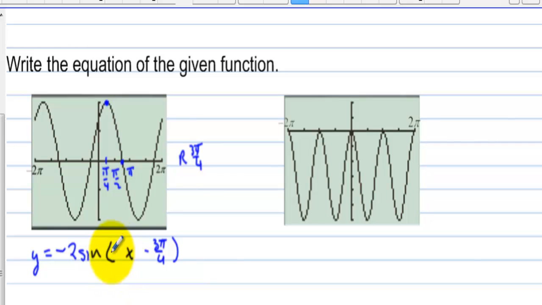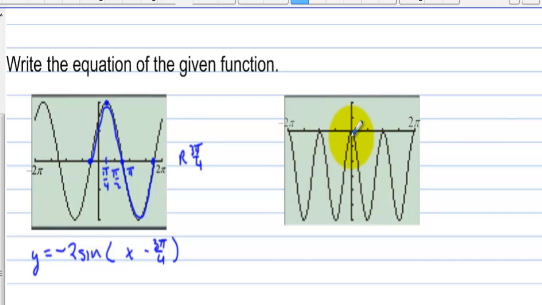Now I need to see, is there going to be a number in front of this x? In other words, has the period changed? Well, if we start the wave right here, we finish one complete wave right there, which is 1, 2, 3, 4 marks, which is 2 pi, and that's normally what sine is, so we don't have a number in front of x other than 1.